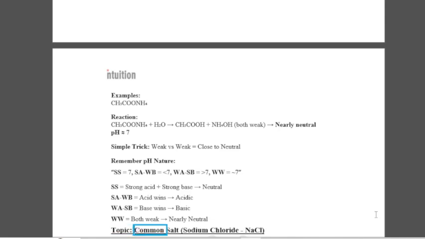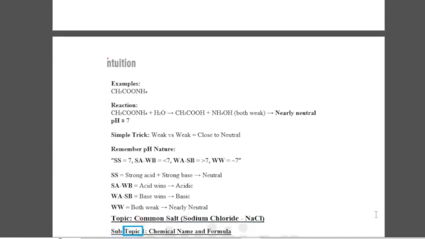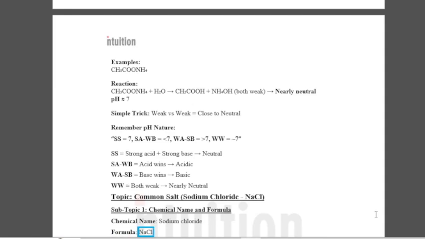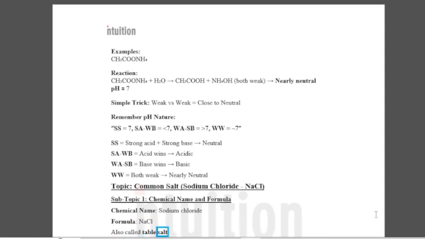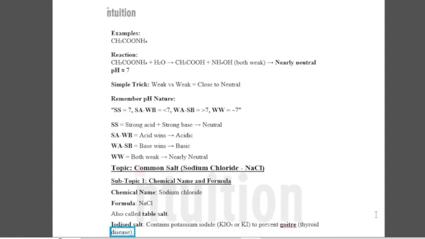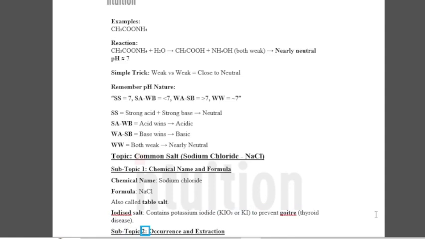Topic: common salt, sodium chloride, NaCl. Subtopic 1: chemical name and formula. Chemical name: sodium chloride. Formula: NaCl. It is also called table salt. Iodized salt contains potassium iodide, KI, or KIO3, to prevent goiter, a thyroid disease.